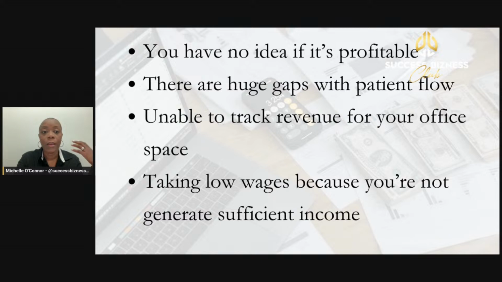You're unable to track the revenue for your office space. You ask the question, are you making enough revenue? I don't know. Persons come, they go, we're paying the bills, we're keeping the lights on. Those are some of the responses that we might get. Or you're taking a low wage because you're not generating sufficient income.